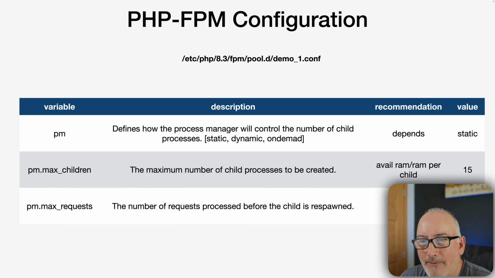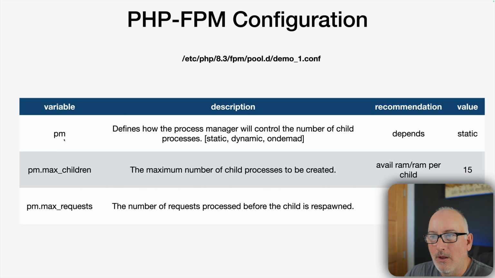On the PHP-FPM configuration side, again, this is under etc/php/8.3 because I have version 8.3 installed. In the FPM directory, there's a pool.d directory. Inside that, you have a conf file for every pool you have defined. One of my conf files is called demo_1.conf, and that's the one that we're going to be hitting for our Laravel application. There are 3 variables in here that we're really going to focus in on.